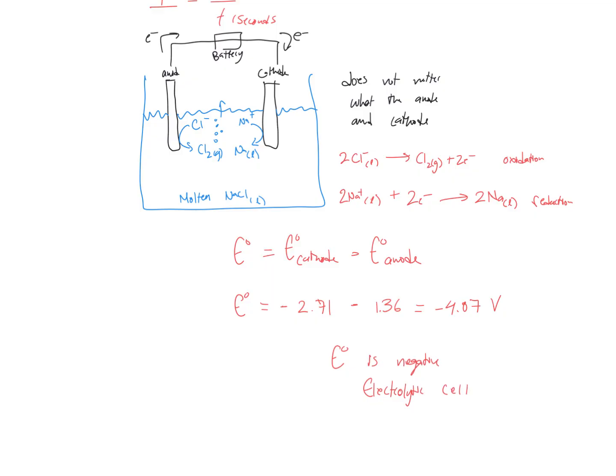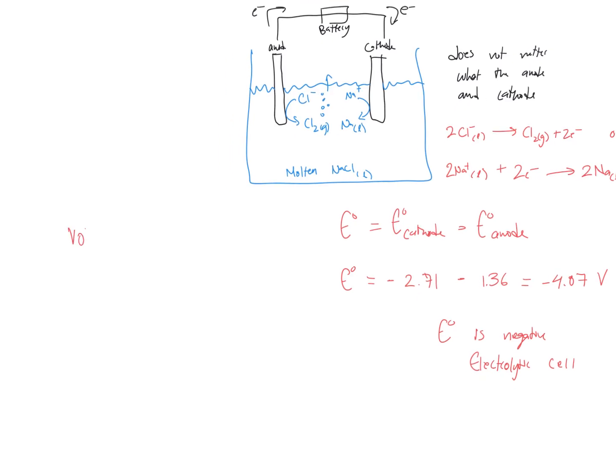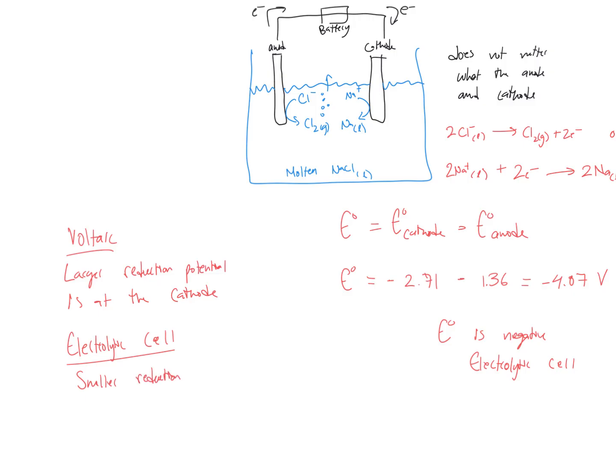Now, normally, when we have a voltaic cell, the larger reduction potential is at the cathode. So normally the cathode is always going to be the larger number, which is why it's positive. But in an electrolytic cell, the smaller reduction potential is at the cathode.